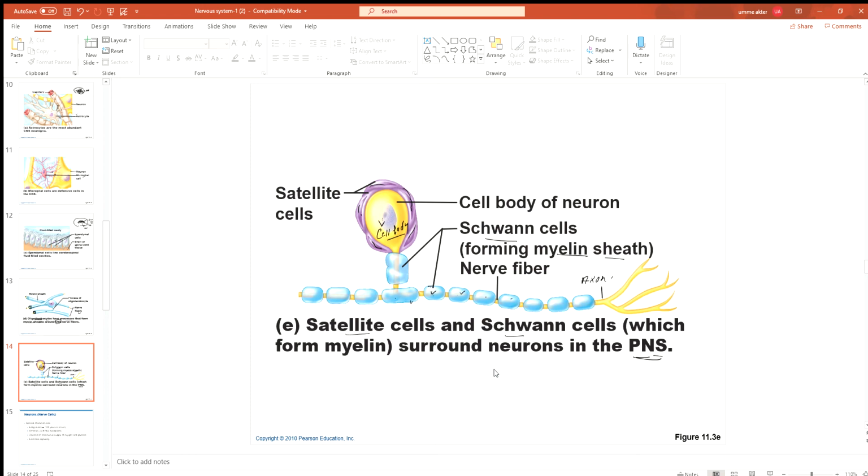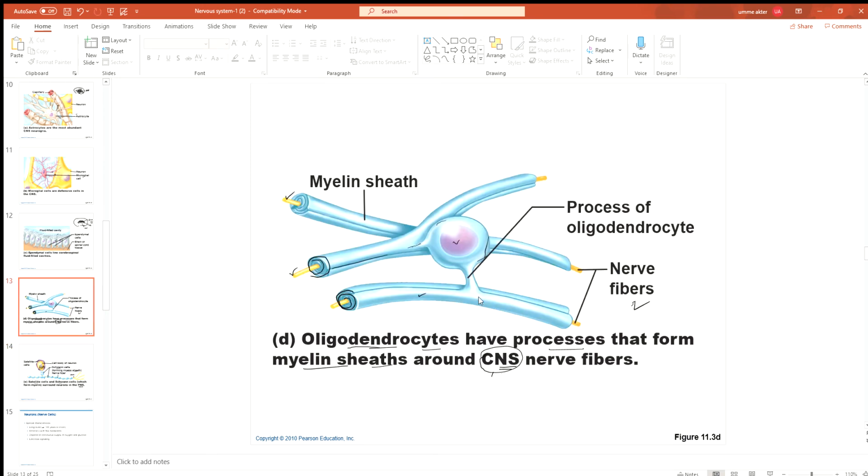Now, what can happen if in your brain, central nervous system, this myelin sheath is destroyed? There is an autoimmune disease that is called multiple sclerosis. It is an autoimmune disease. Your own body produces immunity against your own body structures.